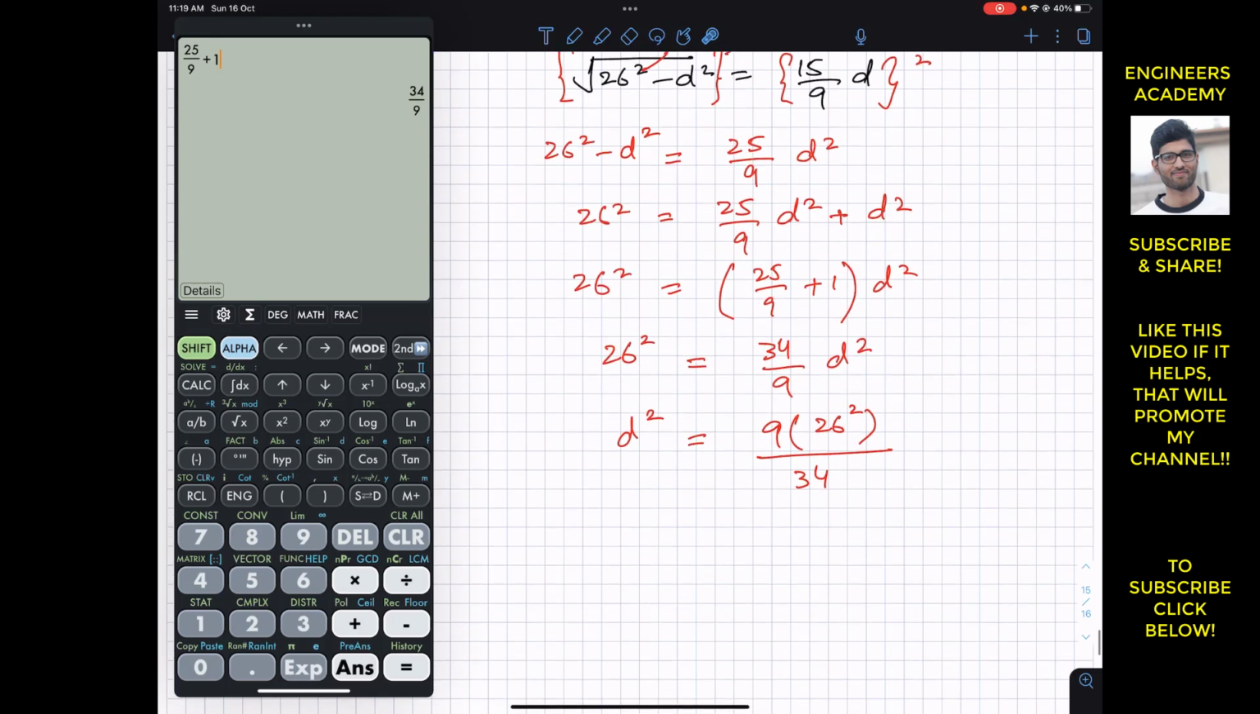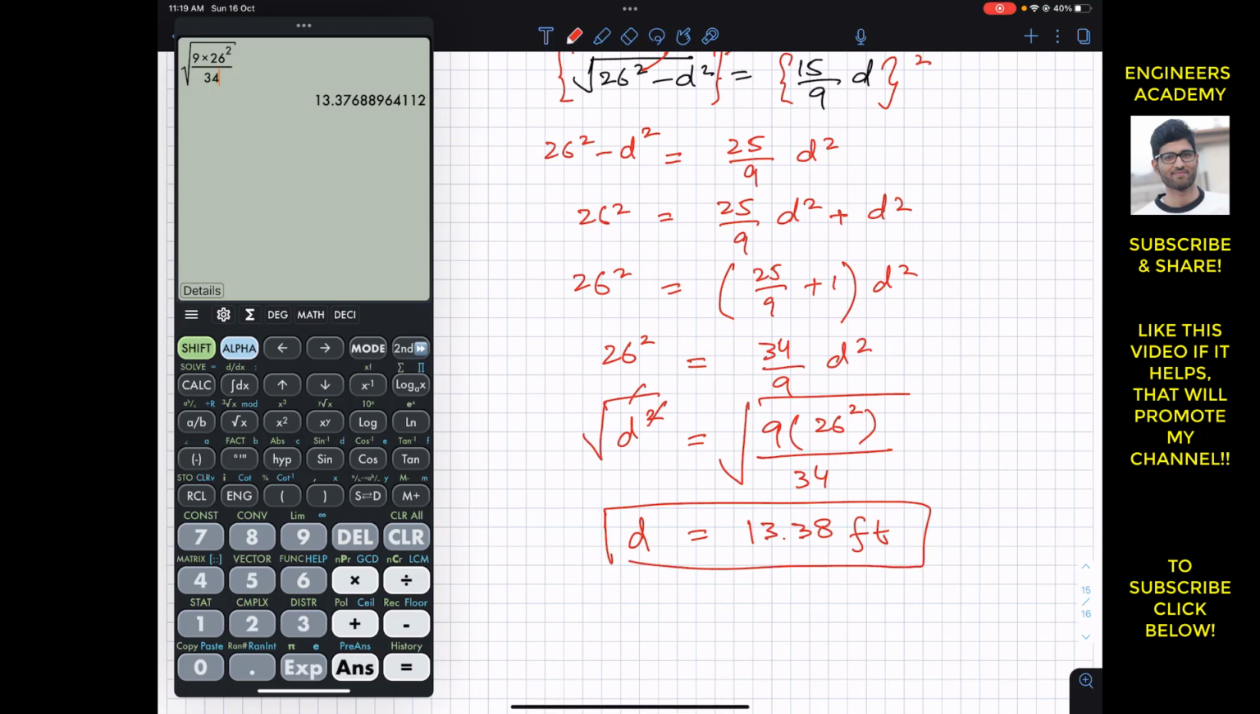And now if we take the square root on both sides of the equation, we will get the d value. So now the d value is the square root of 9 multiplied by 26 square divided by 34. So d comes out to be 13.38 feet.